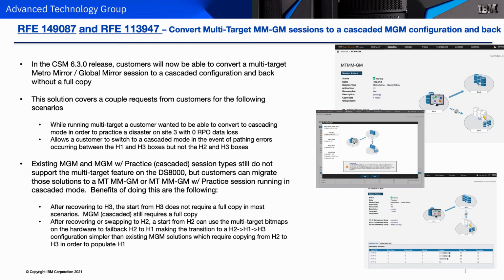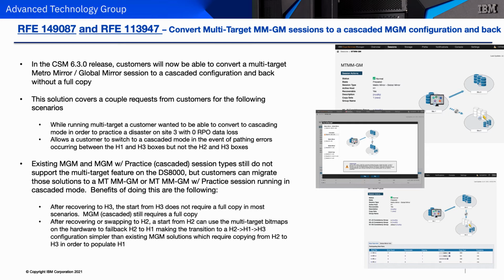So what we had was a request. We've had a couple of requests, but the first one that we're focusing on here is a customer wanted to be able to convert from their multi-target configuration to a cascaded configuration so that they could get that 0 RPO data and do some testing on the H3 site, even though they, for the most part, wanted to run in a multi-target mode. So they wanted to go to cascading and then back to multi-target.